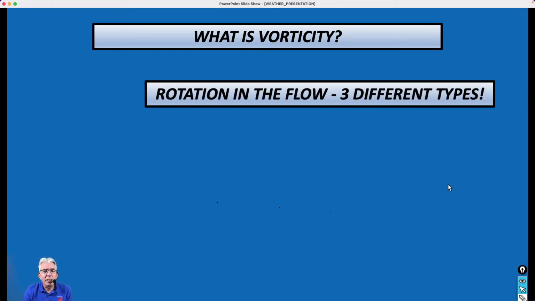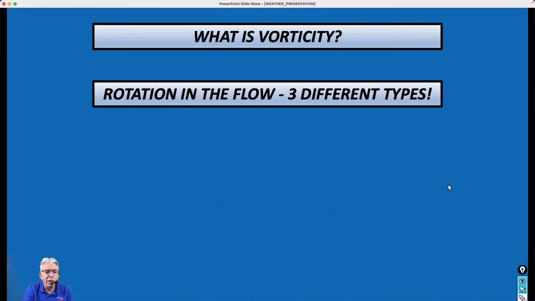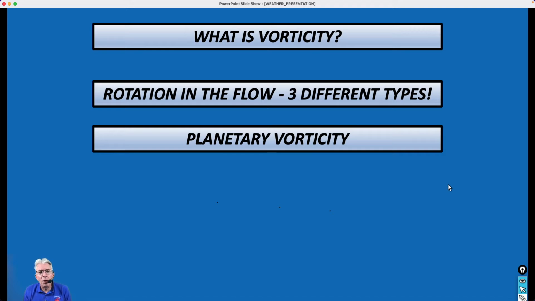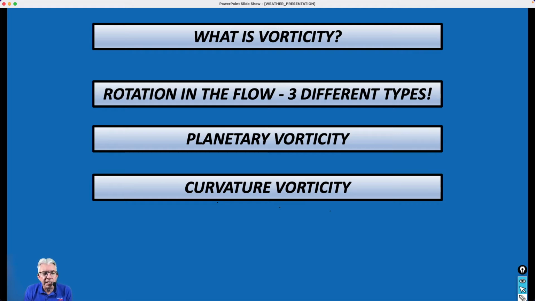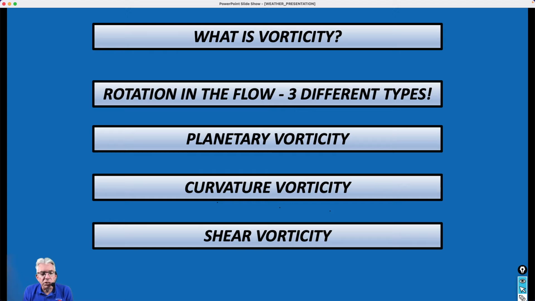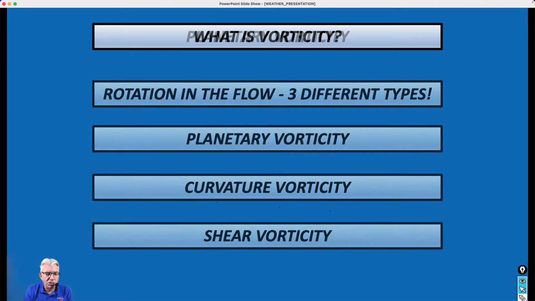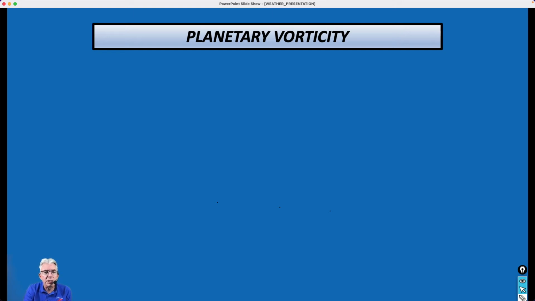And basically, what is vorticity? Well, it's rotation in the flow, but it can come about in 3 different ways. First of all, planetary vorticity is caused by the Earth's rotation. Curvature vorticity is simply a curvature in the flow itself. And shear vorticity is caused by differences in wind speed over a given direction. So let's dive into each of these in a little bit more detail.